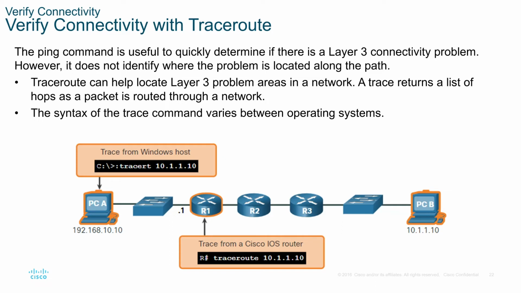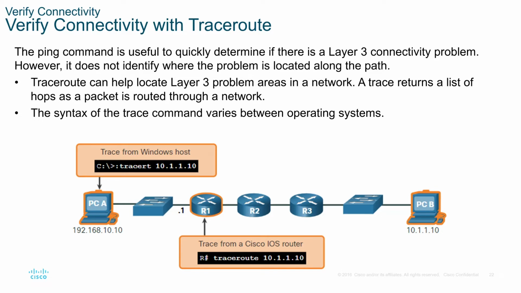We can also use traceroute to verify the path and to verify that traffic is taking the path that we want it to take, if that is a necessary requirement. The ping command is useful to quickly determine if there is a layer 3 connectivity problem. However, it does not identify where the problem is located along the path. Traceroute can help locate layer 3 problem areas in a network.